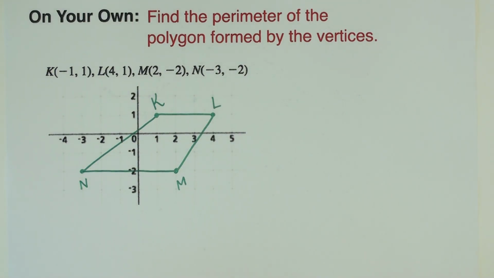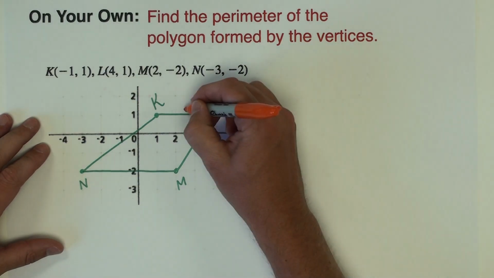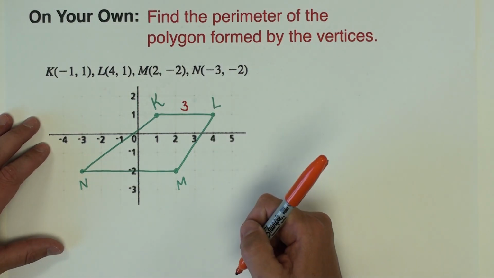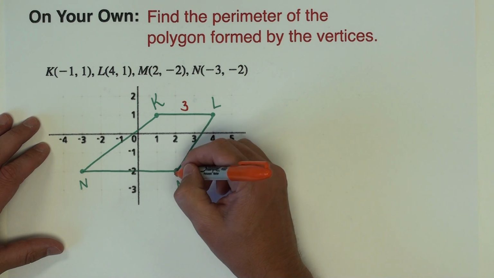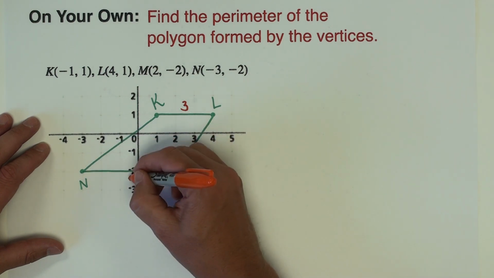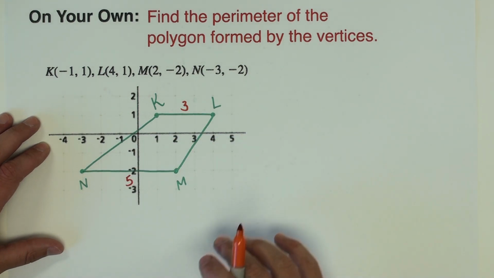Okay, so to find the perimeter, I need the lengths of all 4 sides. I'm going to start with the easy ones. From K to L, I can count. That's 5. From M to N, 1, 2, 3, 4, 5. Okay, those are the easy ones.